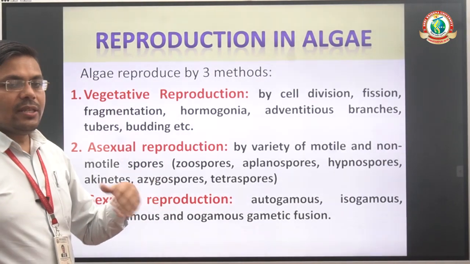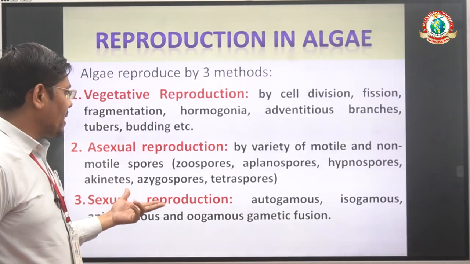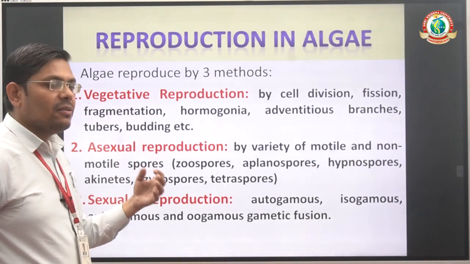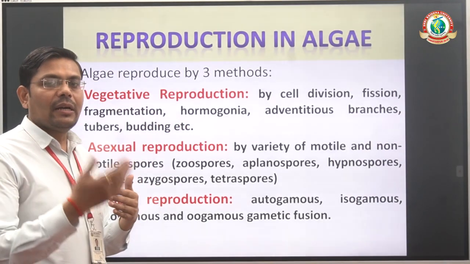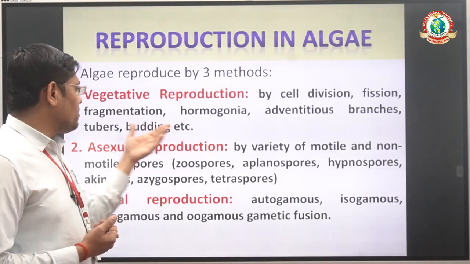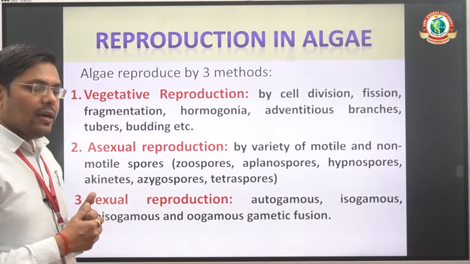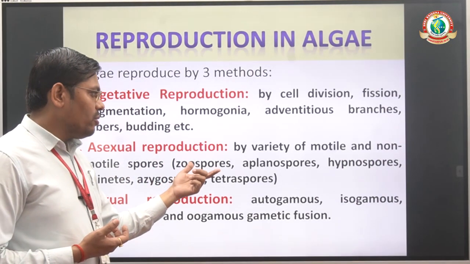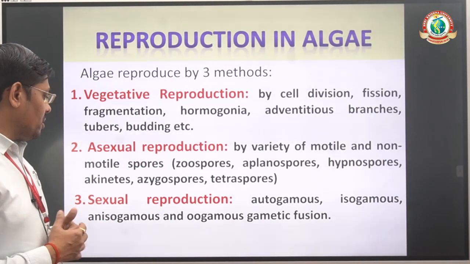Reproduction in algae: there are three types of reproduction, vegetative, asexual and sexual. Vegetative reproduction is a process in which a part of the thallus is used for the production of young ones, like fission, hormogonia, fragmentation, branches and budding, etc. Asexual reproduction is by motile or non-motile spores, generally zoospores, aplanospores, hypnospores, akinetes or tetraspores. So that is asexual reproduction.